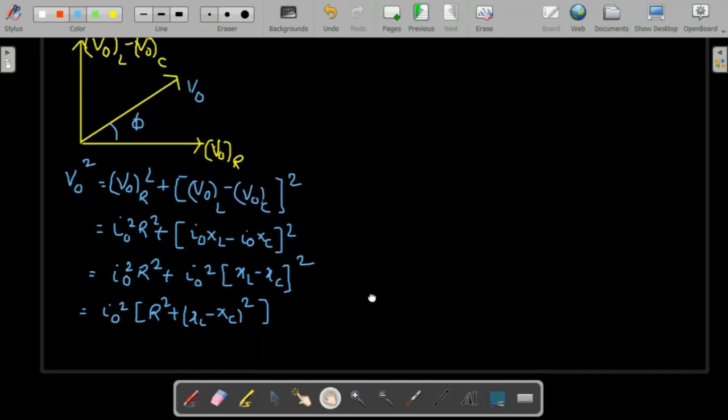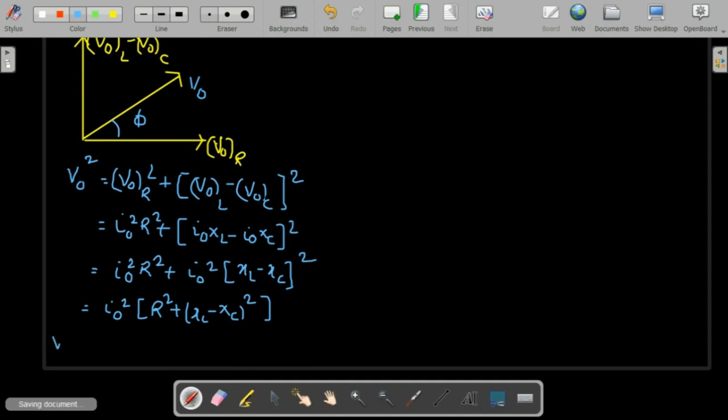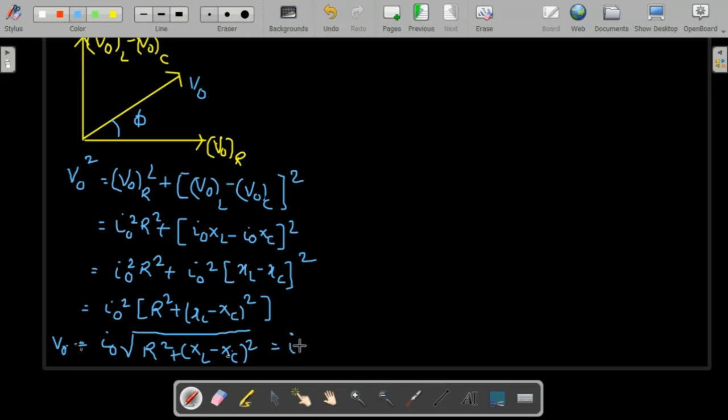So I want to find out what is my V naught. That's what I'm interested in. So I can simply write it down as V naught is equal to root over. So I naught square will become I naught, and on this side I will have it as square root of R square plus XL minus XC whole square. Now you know this is voltage, and voltage is equal to current into resistance. Here we have components of inductor and capacitor, so that means it won't be resistance, it would be reactance. So I can simply write it down as I naught into Z. So this Z is my impedance, right? So this is something which you already know.